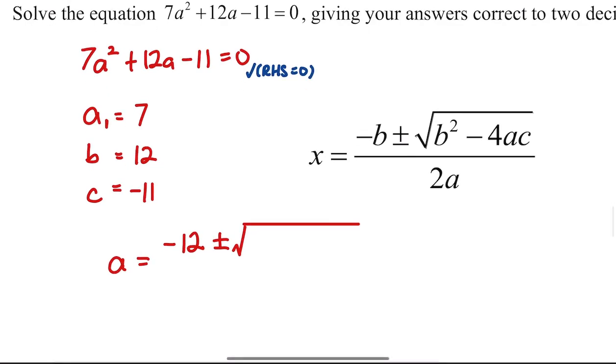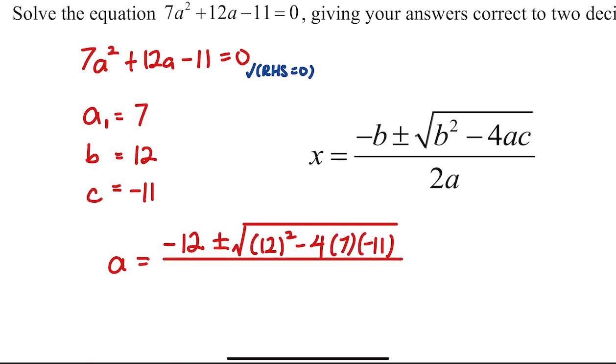So my b square here is 12 square minus 4. My a is 7. My c is negative 11. So this is 4 times 7 times negative 11, the whole thing divided by 2a. So 2a means 2 times my a, which is 7.